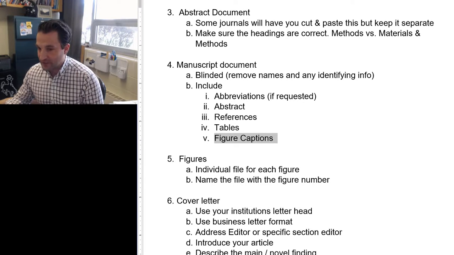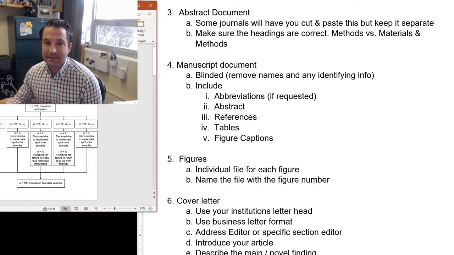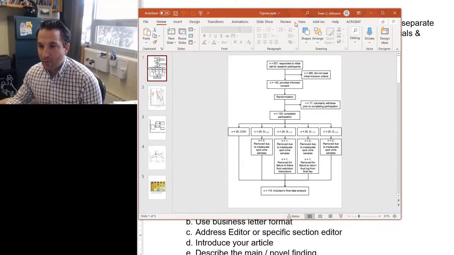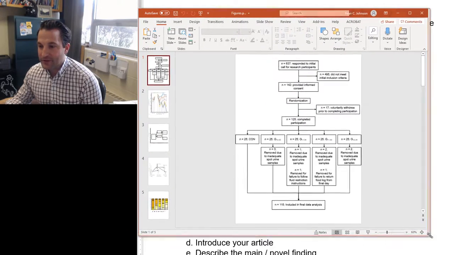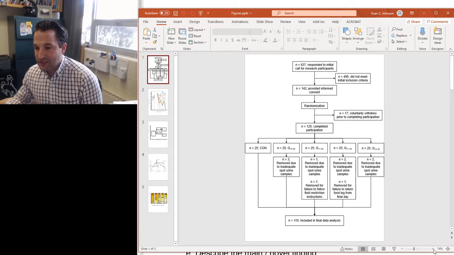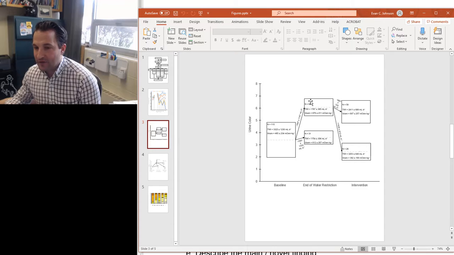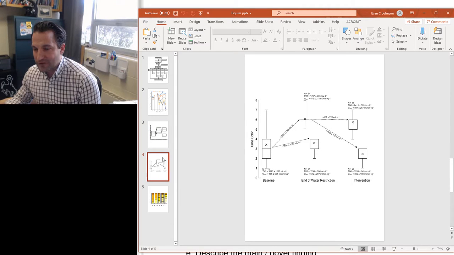Next, figures. You need an individual file for each figure. So what I like to do is, let's make this a little bit smaller so everybody can see it. When I'm making my figures, I put them in one PowerPoint document, just like this. So here's my recruitment figure. Here's another figure from looking at urine concentration over different time points. And here's kind of a different figure. And I have two different versions of this figure. I think I ended up using this one right here.